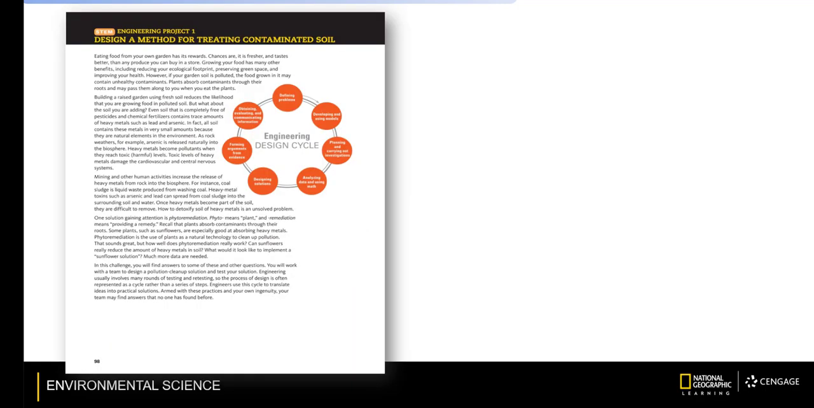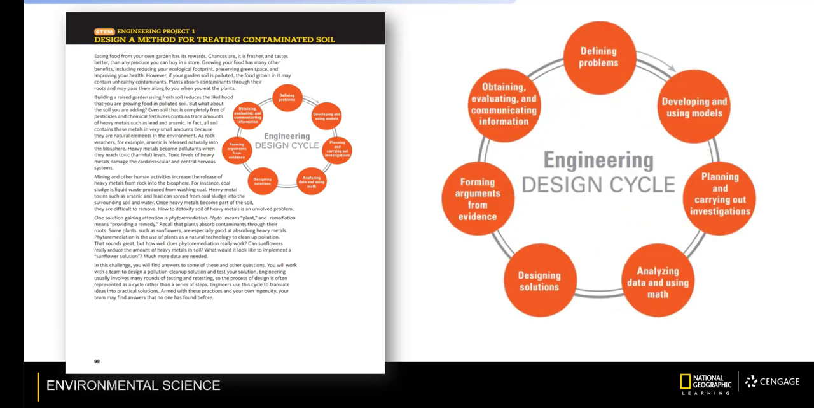Each unit ends with a guided STEM engineering project where students get to take the wheel as the problem solver and work on real environmental issues. These projects can take several weeks or even a whole semester. They'll involve problem-based learning, and they also teach the engineering design cycle.